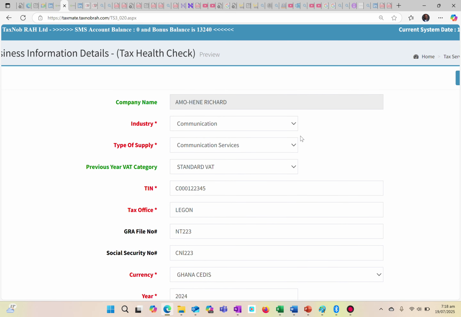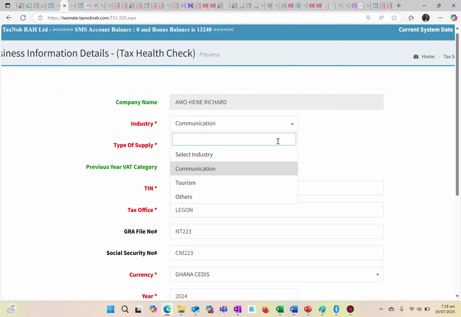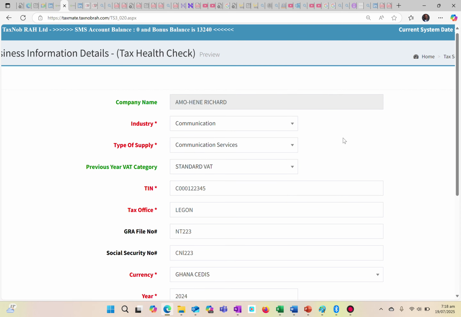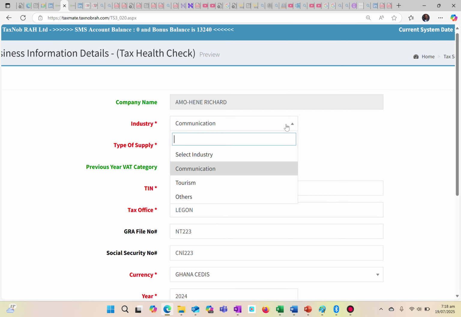So we can start. The name of your company will come automatically. Please, you have to select the industry you're operating, because the industry will determine whether you have a communication service tax or the tourism levy. We have 3 industries in TaxMate. The communication service industry will have communication service tax. Then the tourism industry will have the tourism tax. Then any other industry will have the standard VAT that we have. So it won't have any additional tax attached to its taxation. So that's why we have only 3 industries within TaxMate.